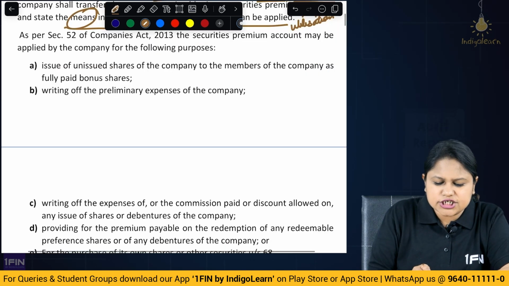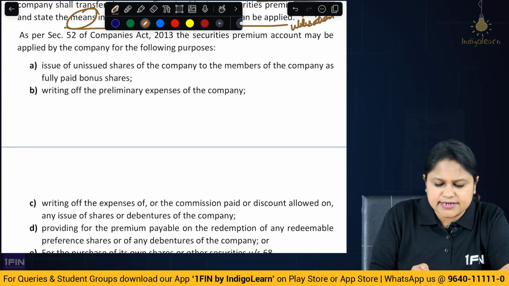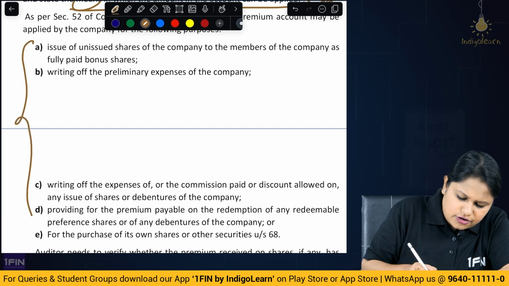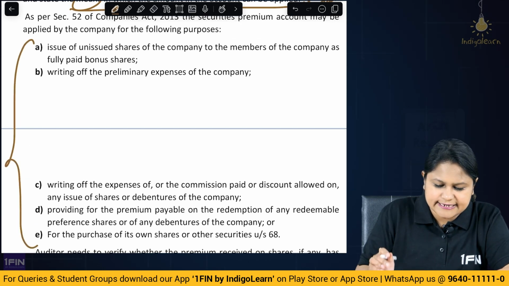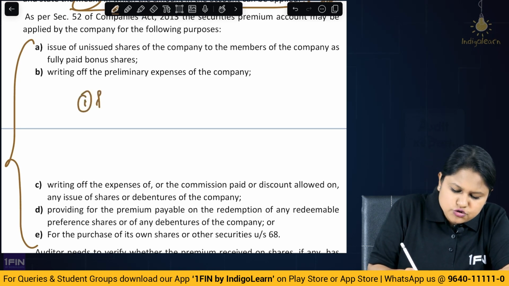Correct? Now, as per section 52 of the Companies Act 2013, the securities premium account may be applied by the company only for the following purposes. Now, these things, if you have already studied company law, will be very, very simple for you. Okay? However, let us have a discussion in detail. First thing, the first place where you can use it is for the issue of fully paid up bonus shares.